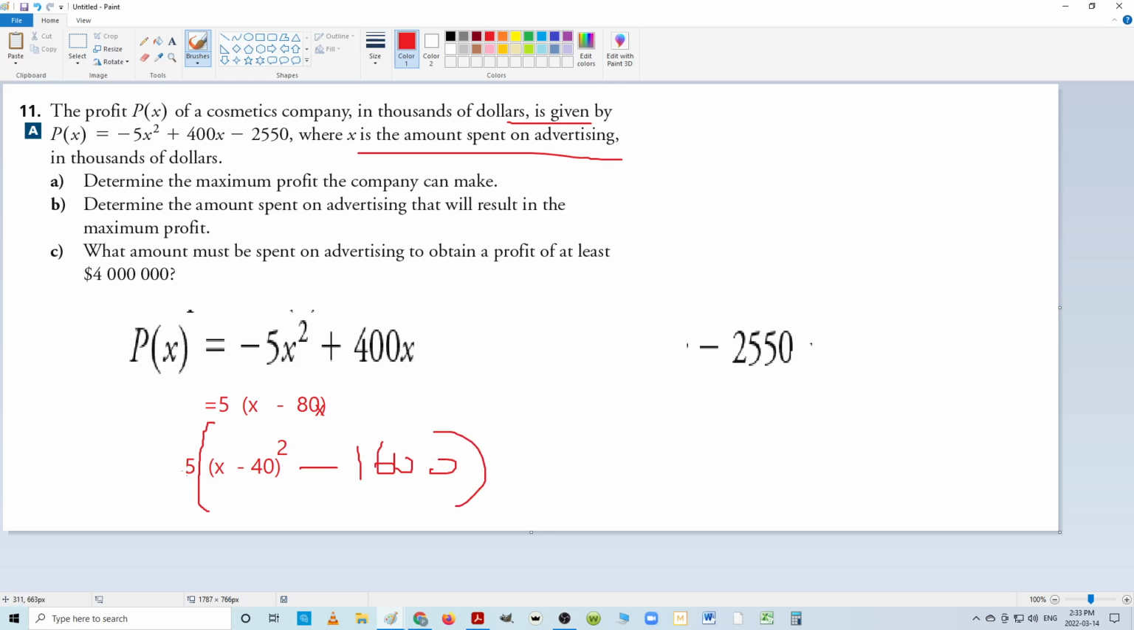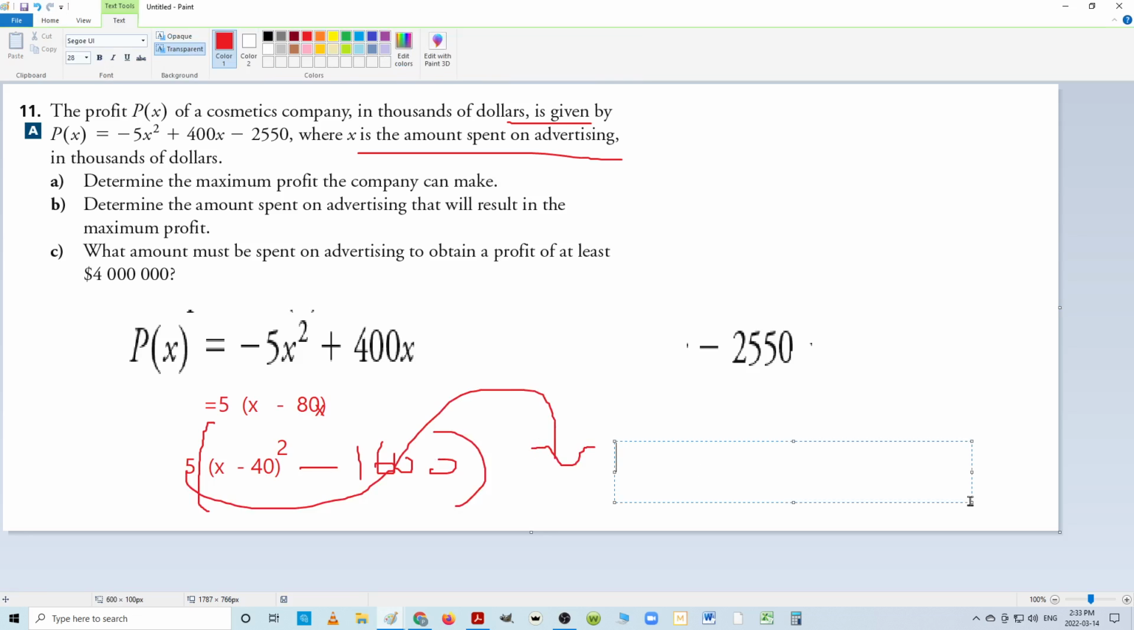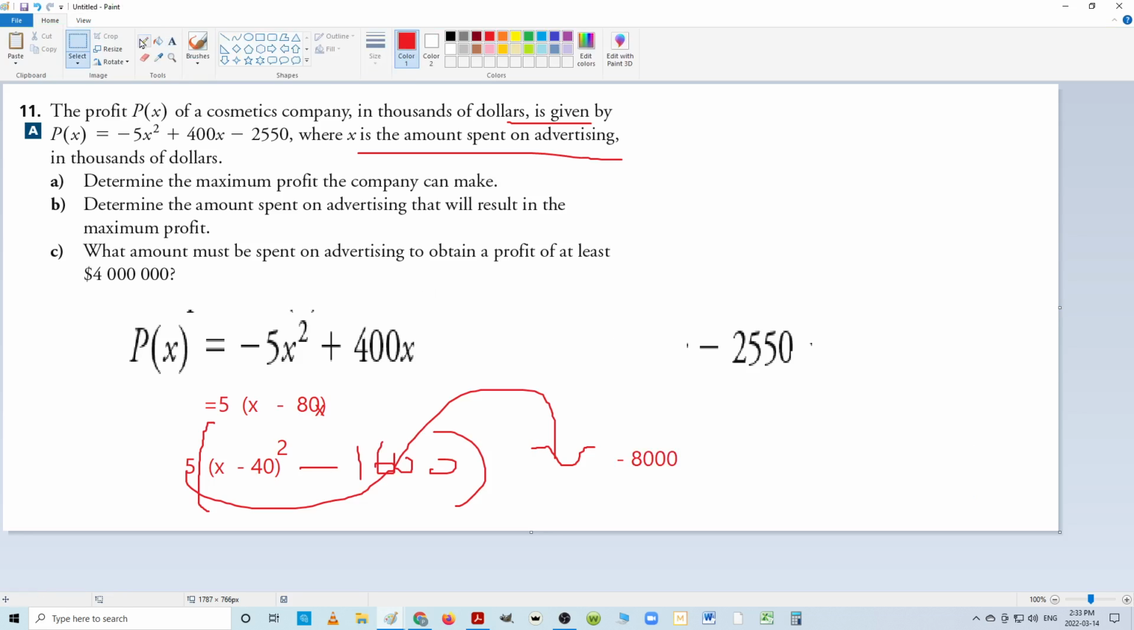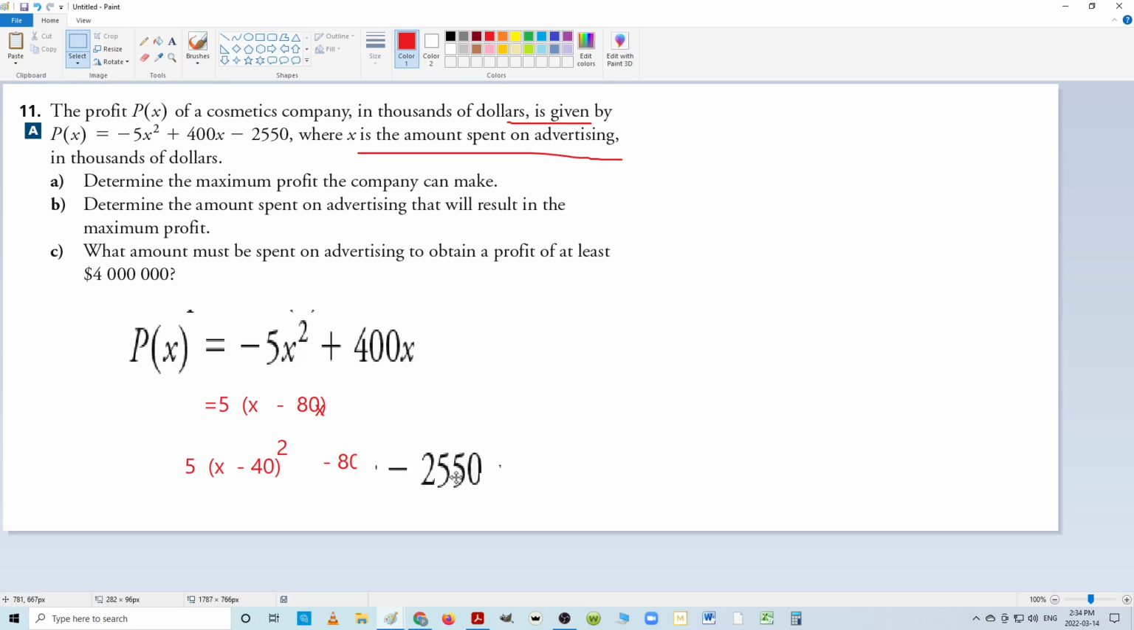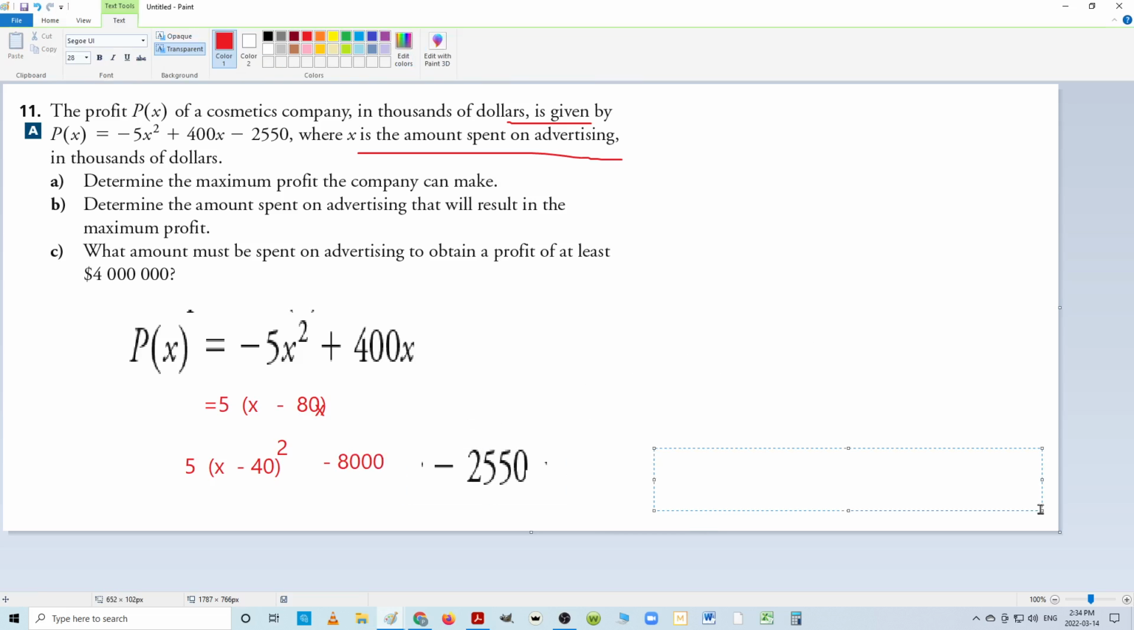To get it out of the bracket, I'm going to have to multiply by 5 to get it out here, where 5 times negative 1,600 is negative 8,000. Which means I can replace all of that. I'll just make a copy of this with this. And then when I subtract this from it, I can replace both those. They add up to negative 80.